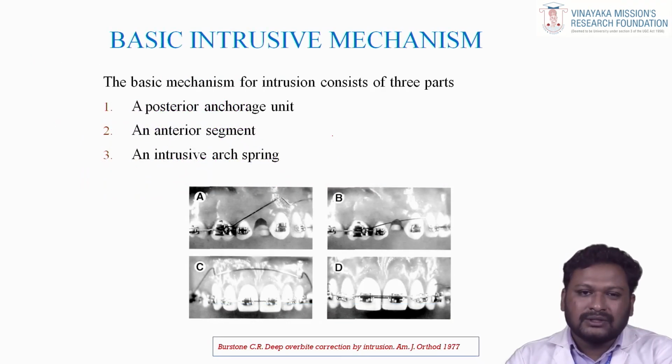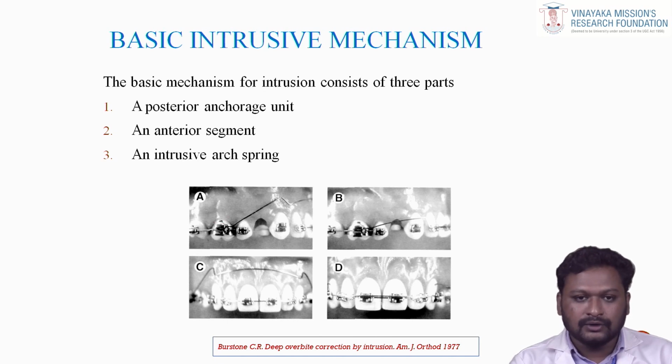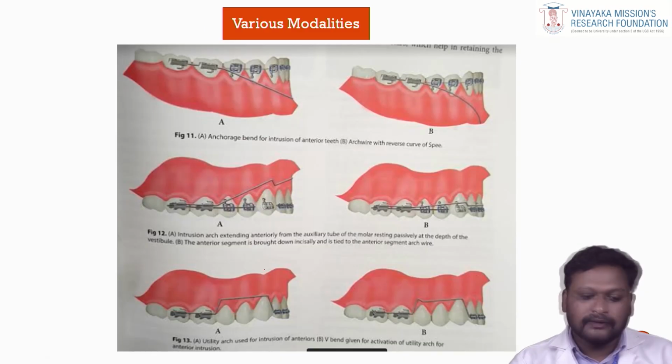So first we look at the basic intrusive arch mechanism. There will be 3 units: the posterior anchorage unit, the anterior segment, and the intrusive spring. So basically, any intrusive arch will contain these 3 segments. First, we will look at the various things available to us. The first one is an anchorage bend. This is for intrusion of the lower anteriors, so an anchorage bend is given.